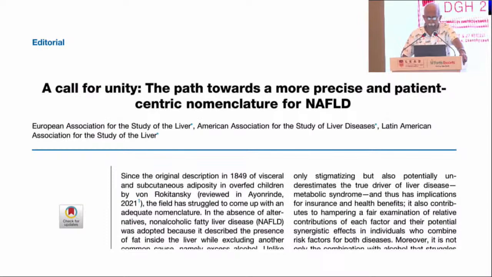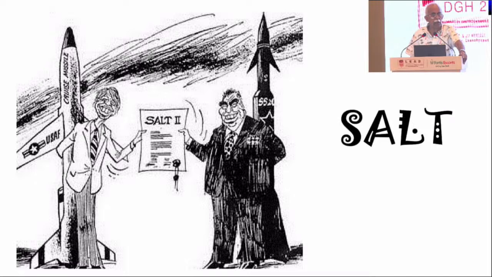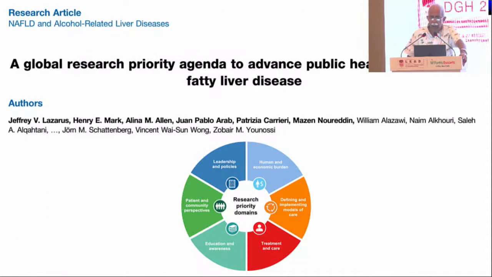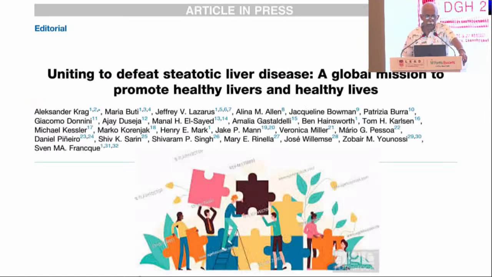A call for unity, published in JHEP. I am happy to be an author here. Why call for unity? A call for unity is only there if there is no unity. It never comes if there is unity. Bharat Jodo. Bharat toot raha hai. So what is happening is, like the SALT treaty, that treaty is gone. You can see the fight going on in Europe, Ukraine. One good thing, we had this global research priority agenda to advance public health. So this is the only good thing which has come out, the Amrit which has come out of the Manthan. That's all.